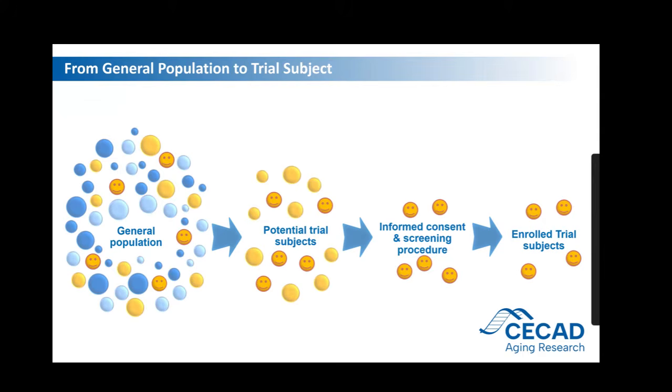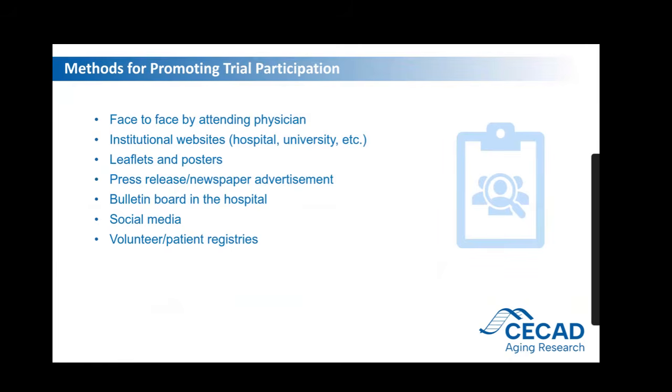Starting with the general population, we will first have a look at how you can identify potential trial subjects, so that anyone from the general population who is interested in taking part in the trial can be identified. There are different methods for promoting trial participation. For example, you can talk to the person sitting right in front of you, when you are anyway treating a person. You can just explain to them that there is a study that might be of interest for them.